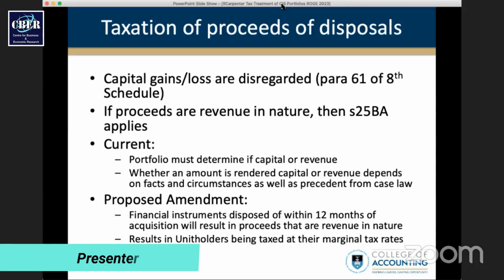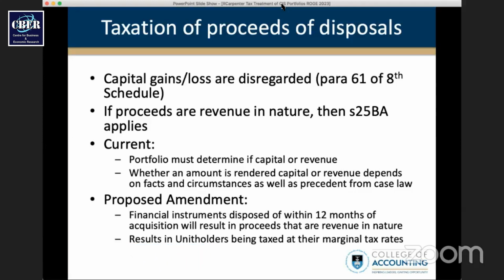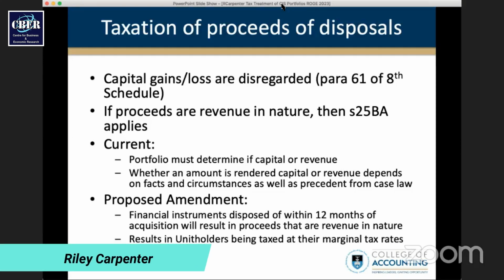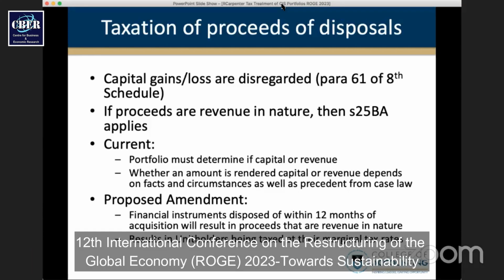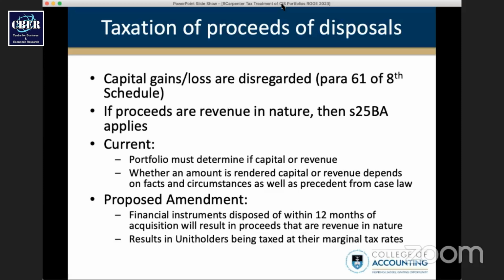The proposed amendment to adjust Section 25BA says that financial instruments, which are essentially all of the investments that the CIS portfolios invest in, financial instruments disposed of within 12 months of acquisition will result in proceeds that are revenue in nature. This essentially results in the unit holders being taxed at their maximum, well, not maximum, but they'll be taxed at their marginal tax rates.